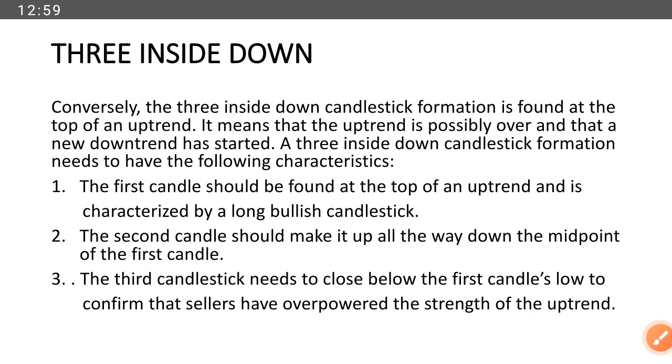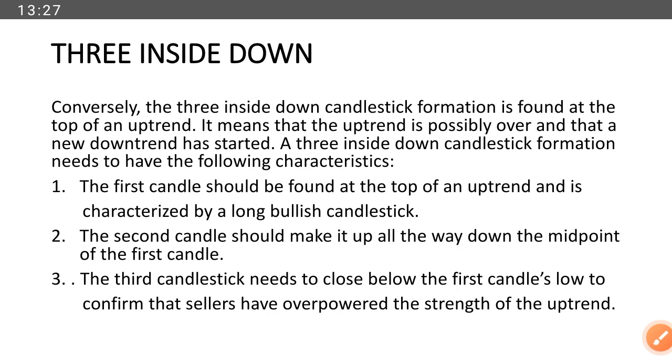So the next one, this is the three inside down. Conversely, the three inside down candlestick formation is found at the top of an uptrend. It's just the opposite of the three inside up. It means that the uptrend is possibly over and that a new downtrend has started.